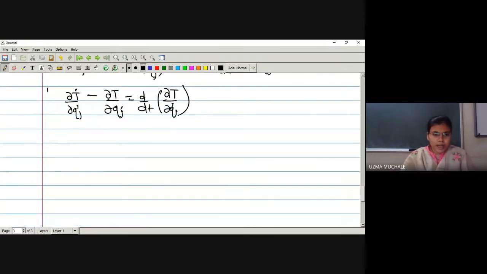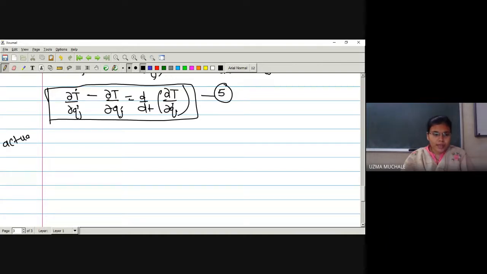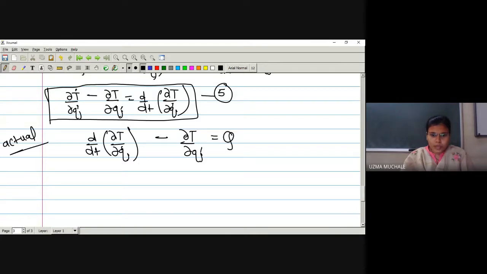Now what is our actual Lagrange's equations of motion? Let me keep it in the bracket. Let me give it as equation number 5. What is our actual equation of Lagrange's equation of motion? We have the equation: d by dt of dou t by dou qj dot minus dou t by dou qj is equal to Qj. This is our actual equation.